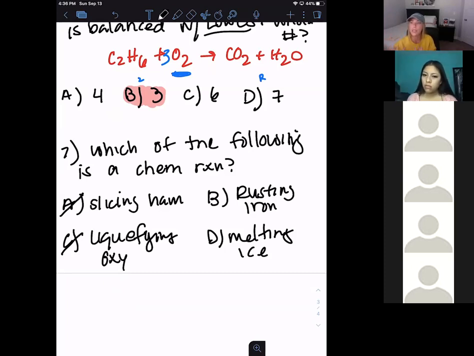Cool? So the only thing that's doing anything chemical is the rusting of iron, because that requires oxygen. So now I'm using oxygen and Fe, Fe for iron, oxygen, and because of that, I'm doing a combustion, and that's why we have rust. Okay? So that is a chemical change. A chemical reaction has to occur. Iron will not rust without the help of oxygen. Cool?